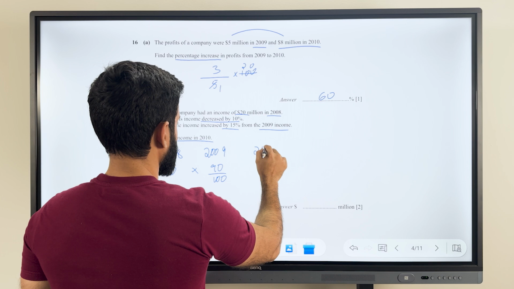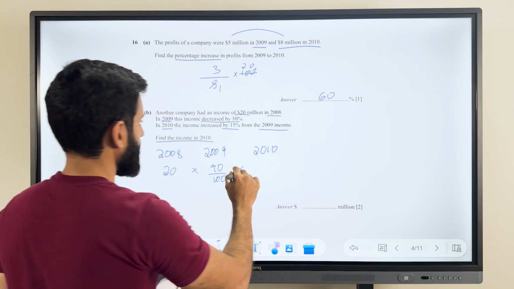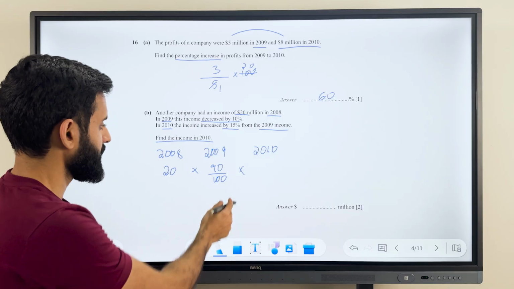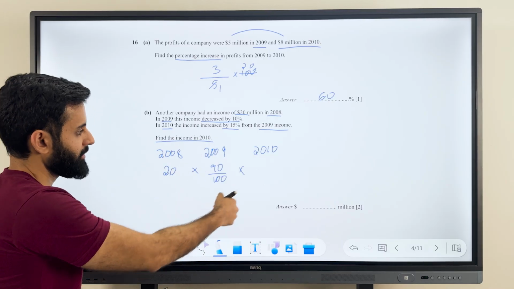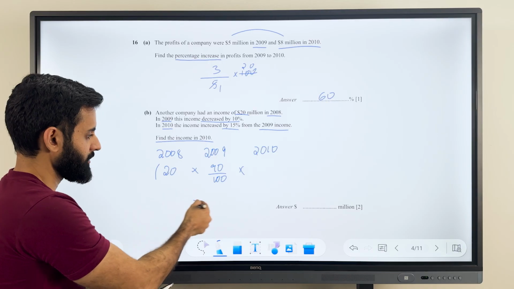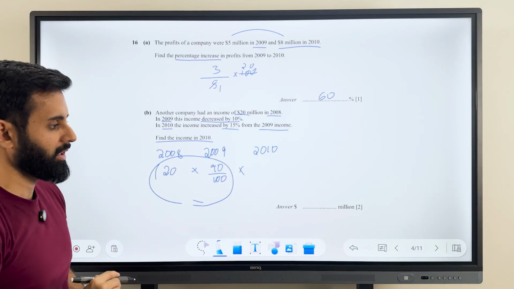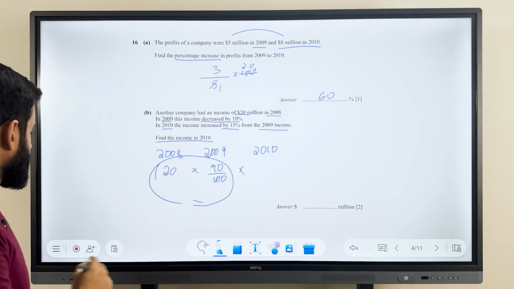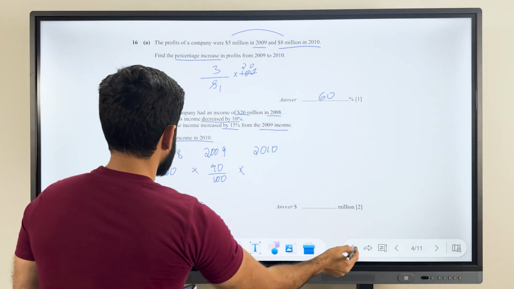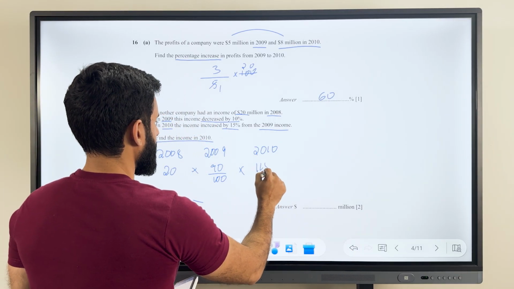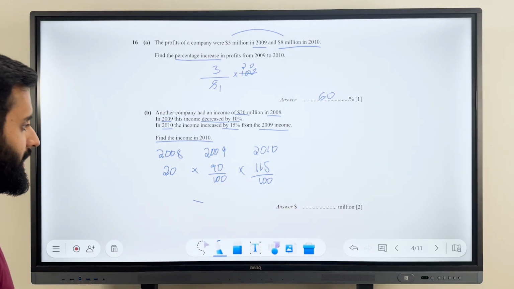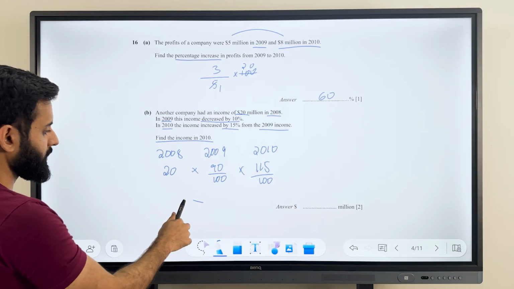And then when we get to 2010, this income is increased by 15%. Okay, which income? The income that you have in 2009. So that means once this part of the expression is solved, we will have the income in 2009, which we're then supposed to increase by 15%. So how do you increase something by 15%? You simply multiply it by 115 upon 100. So increasing means you want the original 100 and then an additional 15%. And that's it. That's all we have to do.